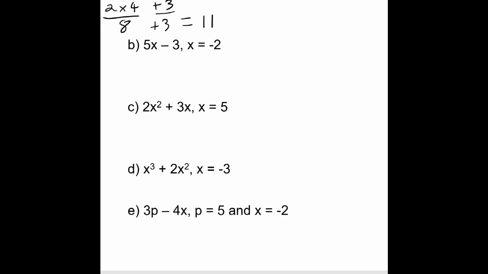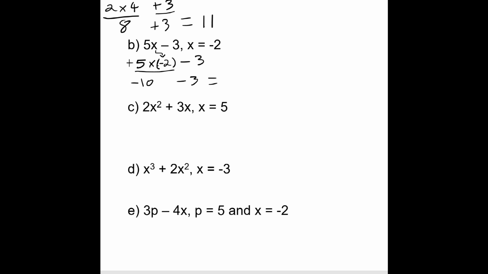Let's look at some trickier examples. We want to substitute x equals minus 2 into 5x minus 3. To do this, I'm going to do 5 times, now x equals minus 2, so wherever I see an x, I can put a minus 2. I'm going to put it in brackets so it's nice and clear. 5 times minus 2, then I take away 3. Remember, when I multiply two numbers with different signs, so in this case a plus times a minus, my answer will be a minus. So I have minus 10, take away 3.